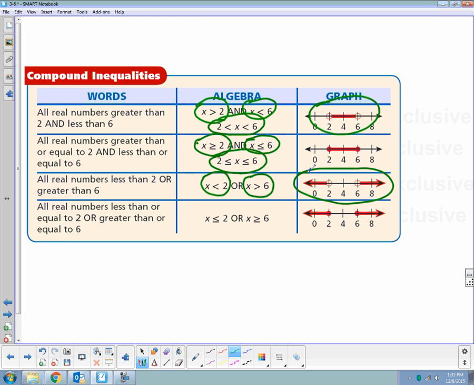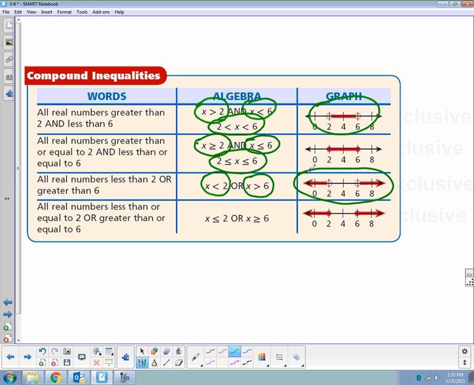X is less than 2, or x is greater than 6. There's no number that's both less than 2 and greater than 6. No number exists that's less than 2 and greater than 6 at the same time. It just doesn't happen. So it's got to be one or the other. And that's why those arrows go in opposite directions.